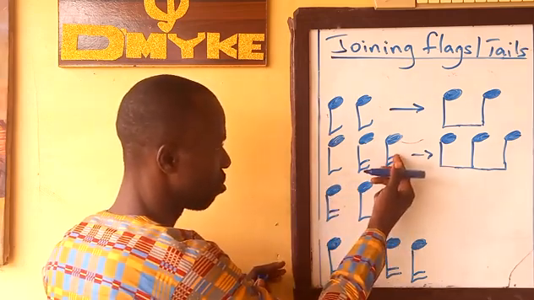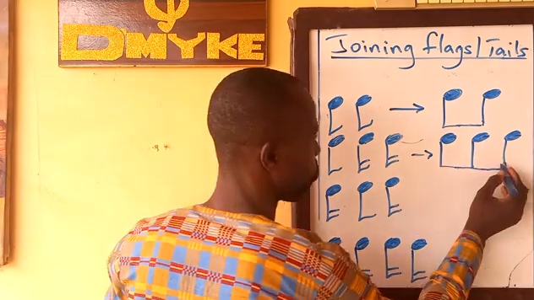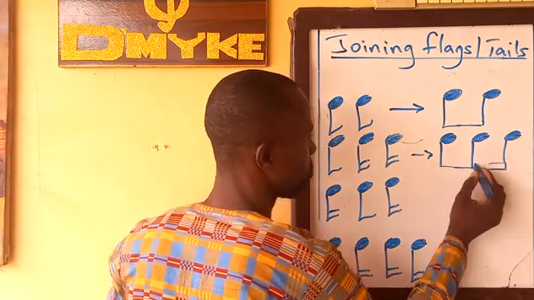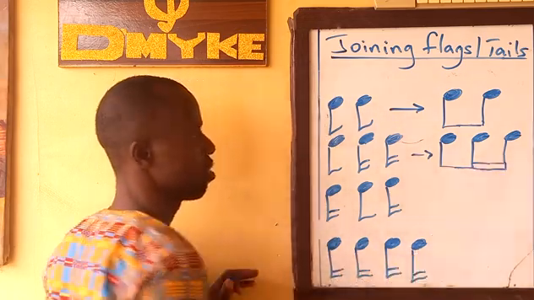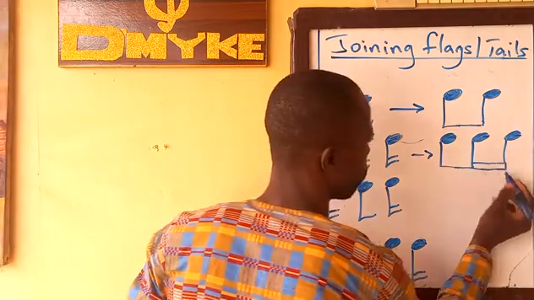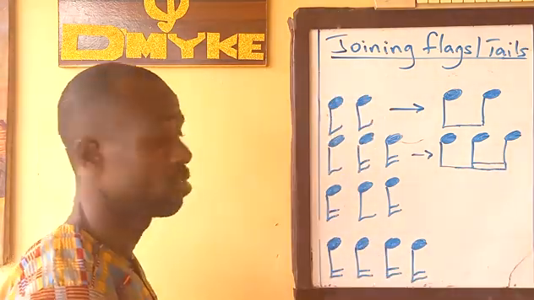Now this one is having a second one up here, another second one. So for this one, it comes a little backwards. For this one, it goes a little bit forward. So they meet somewhere there. So that means you have done what? You have beamed the tails.